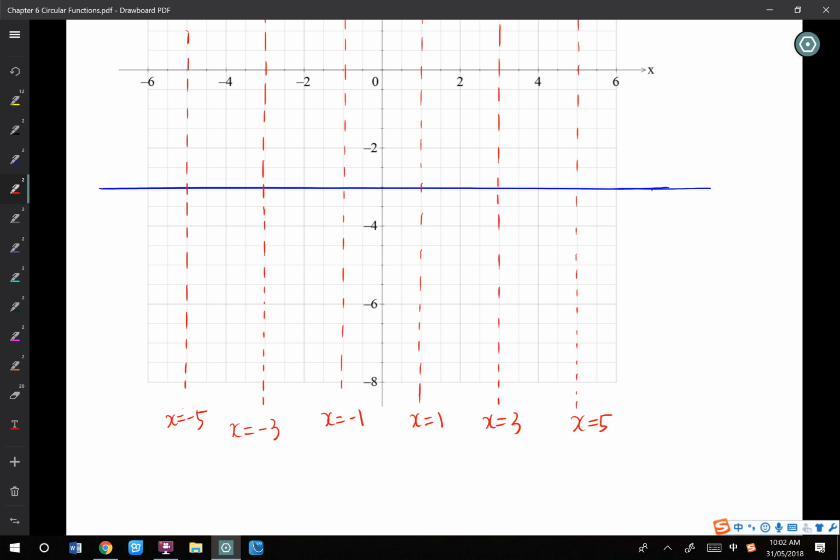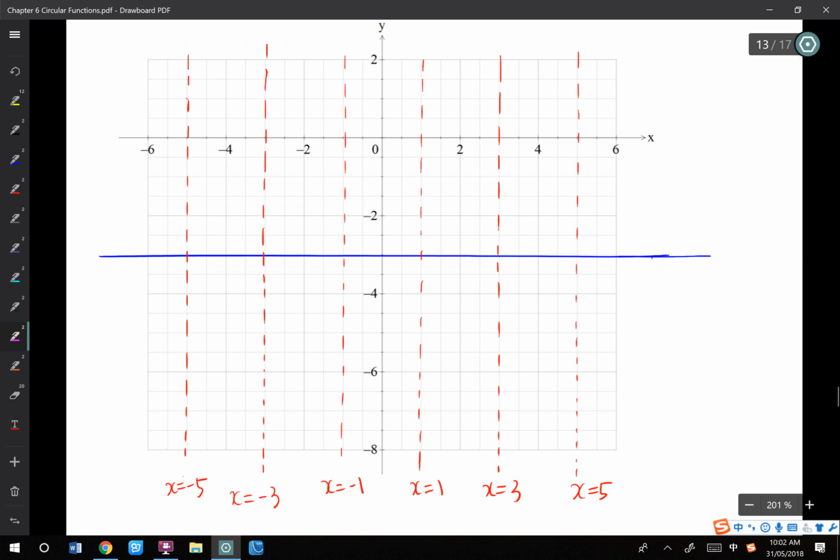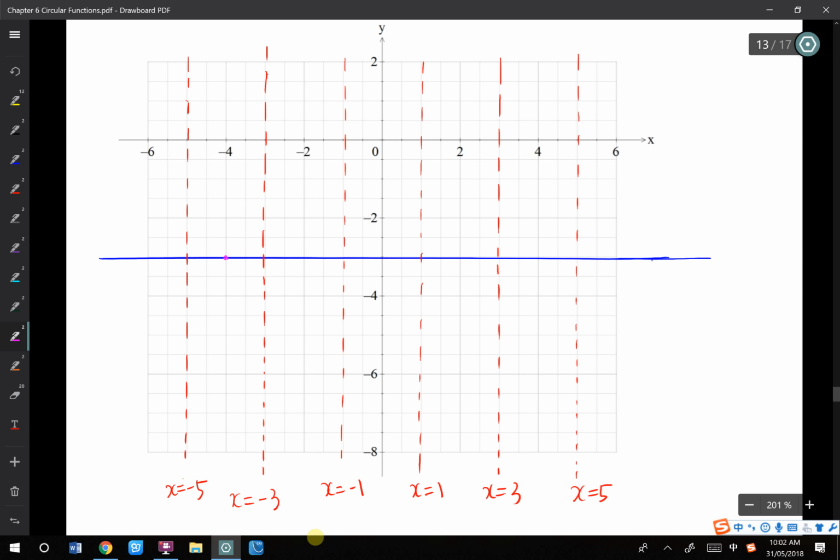And I will know where all my points of inflection are as well. All my points of inflection will be in the middle between 2 asymptotes and on this blue line. That's where my points of inflection are. I have labeled all my points of inflection now. I don't really need this blue line, you can just get rid of it.